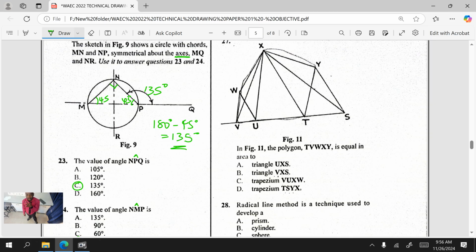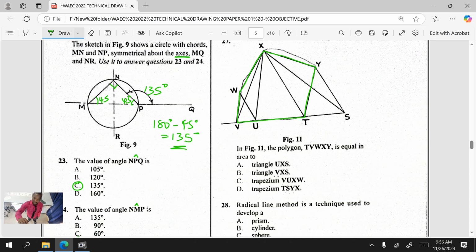In figure 11, the polygon, let's mark T, V, can you see that? W, okay, X, Y, that is the shape we are given. That's the polygon. It is equal in area to, equal area is for you to draw the sides. Do you get it now?